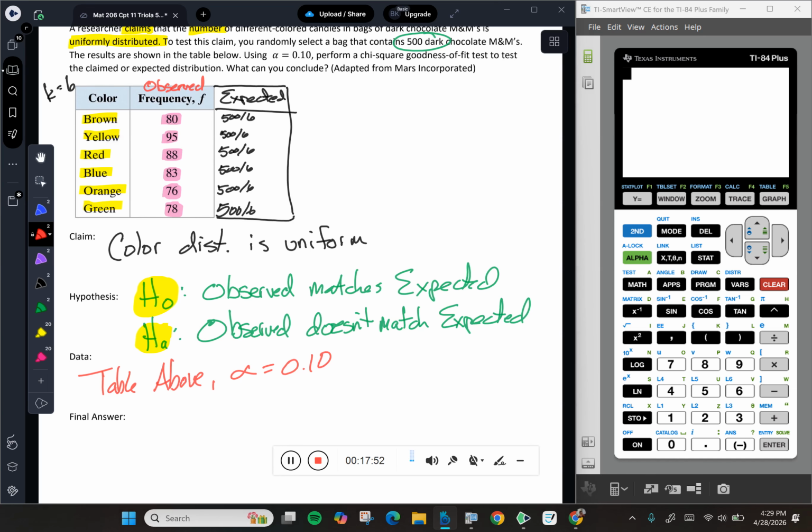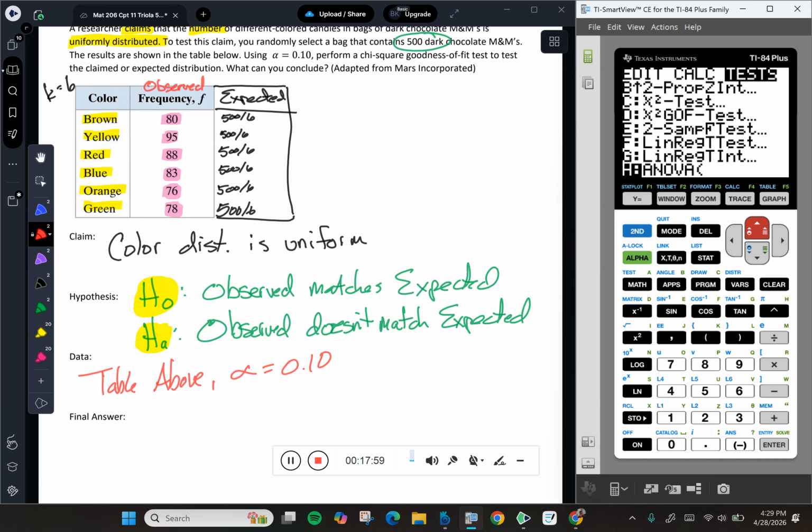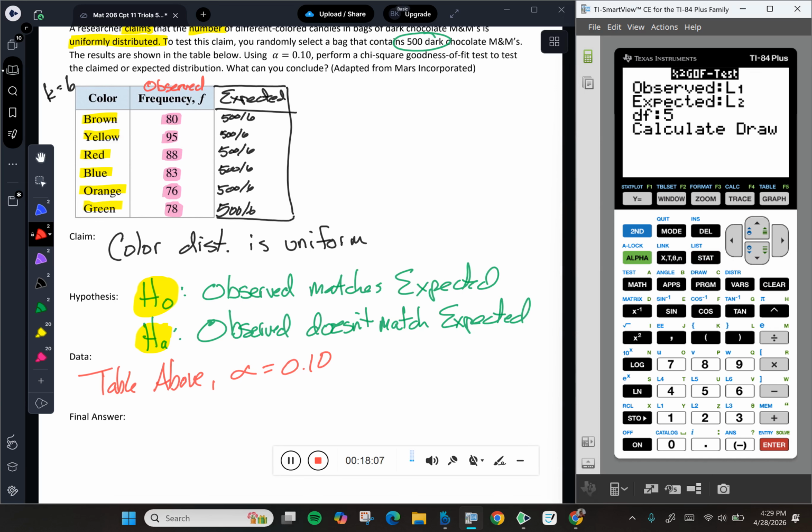Okay, I got the calculator up and now I need to run the proper test here. So if I go to stats and over to test, I'm looking for a chi-squared goodness of fit test. There it is right there. Okay? So I'm gonna press enter. Okay, so see what it's asking for? It's asking for the observed and it's asking for the expected, and it wants those in lists. So that means that we've got to put the observed from somewhere, and I'm going to put the observed in L1, and I'm going to put the expected in L2.